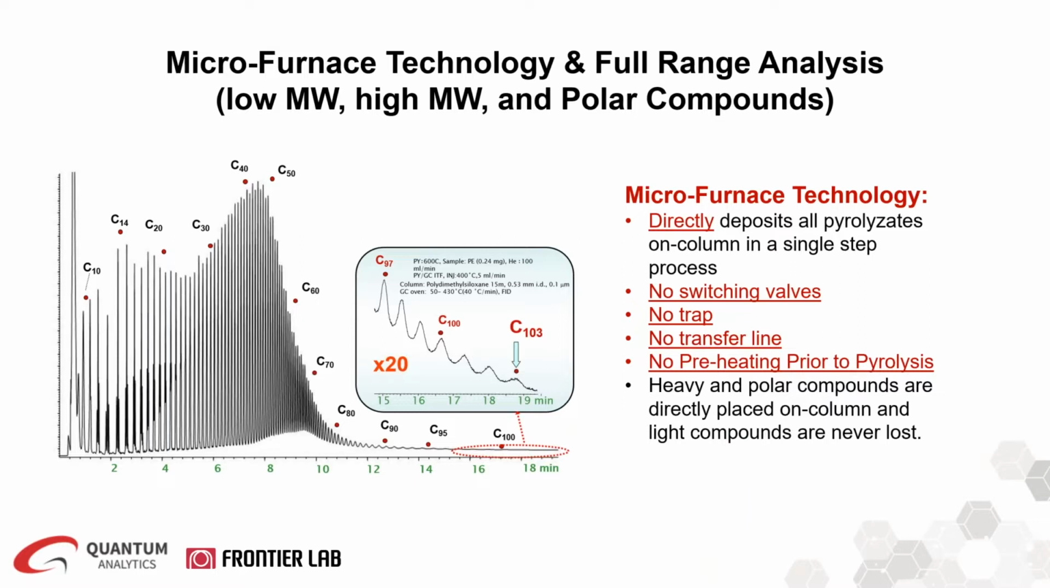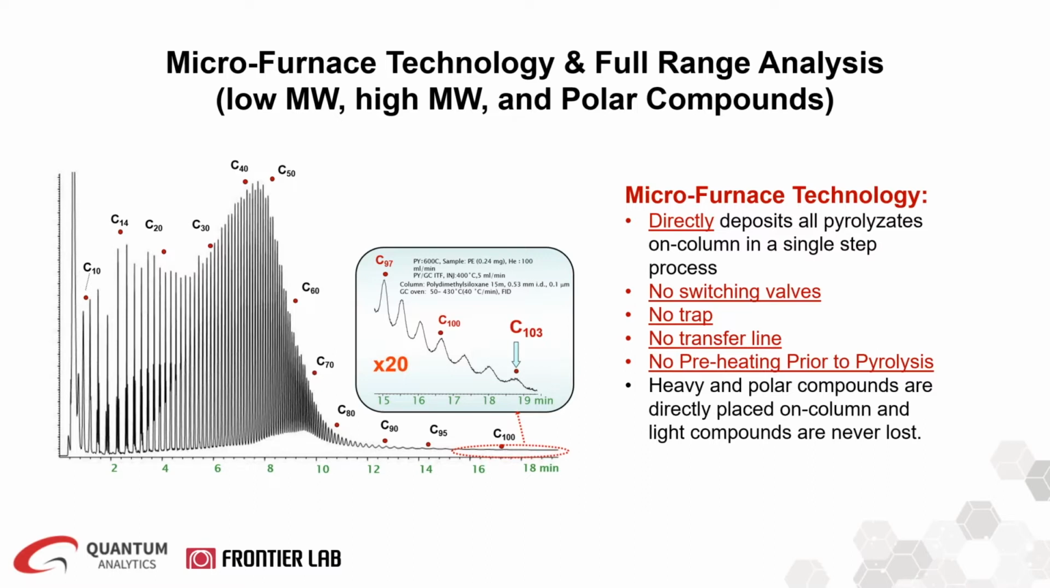Frontier Pyrolyzer is based on a vertical microfurnace technology that performs a one-step pyrolysis. With Frontier technology, all the pyrolysates are directly transferred on column in a single step. There is no switching valve, no trap, and no transfer line. So a full range analysis for detecting low and high molecular weights as well as polar compounds can be performed.